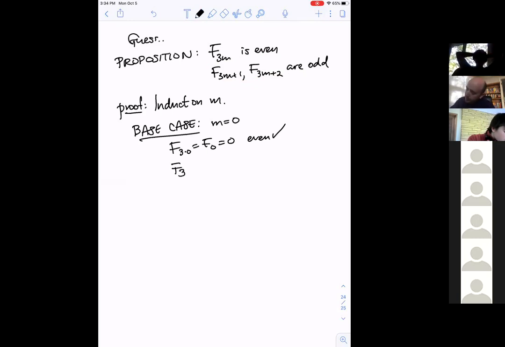And F sub 3 times 0 plus 1 is F sub 1. That was one of our initial conditions. Yep, that's odd. And then F sub 3 times 0 plus 2 is F sub 2. That was the first one that we had to calculate via the recurrence, but we did calculate it, and it's a 1 and it's odd. By the way, that's a 1, not a 7. Sorry, that's a 1.